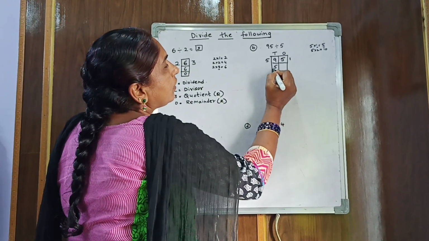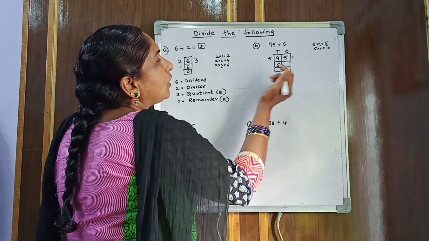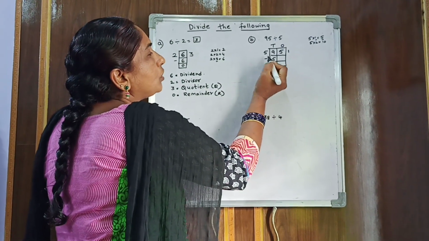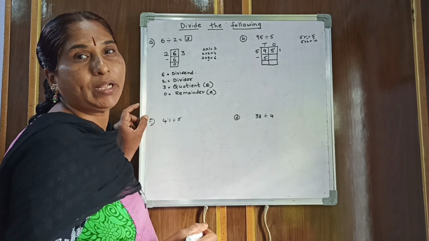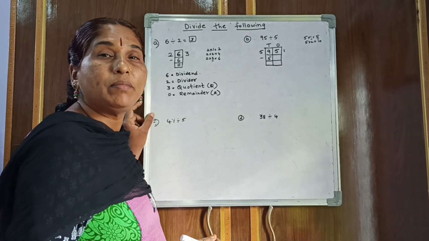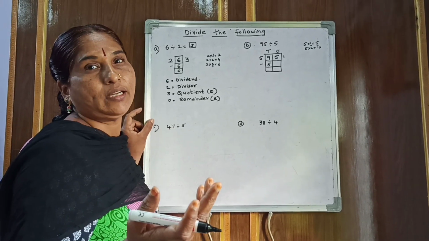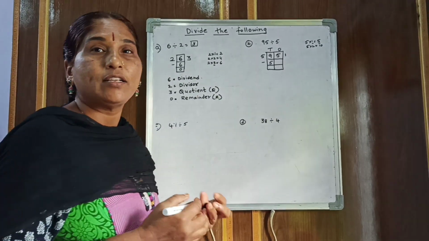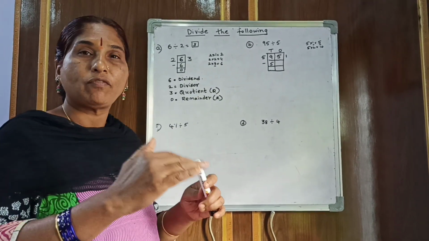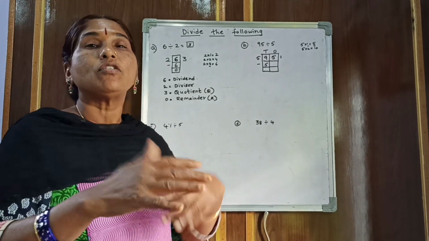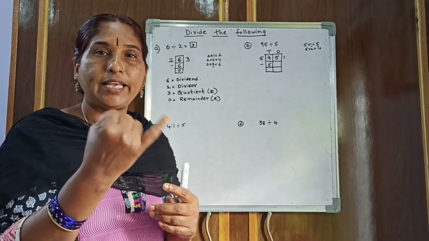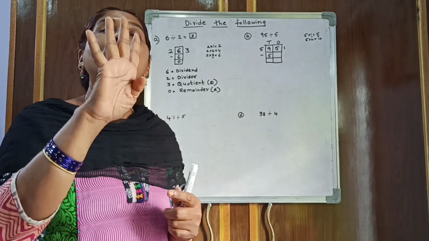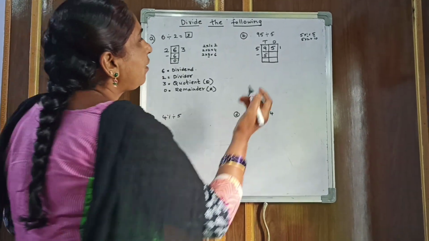Is it clear, children? Then after taking 5 ones are 5, again what should you do? You should keep the subtraction, minus symbol. You have to subtract. Division means repeated subtraction. So now you have to subtract. 5, after that 6, 7, 8, 9. How many? 4. So write here 4.